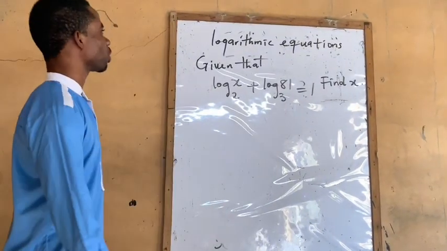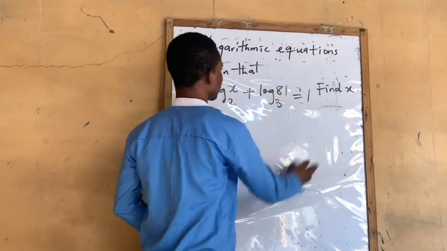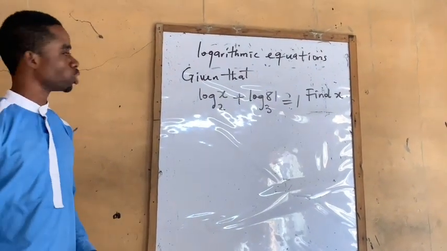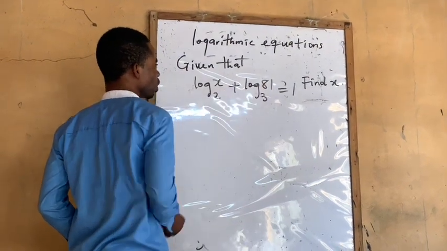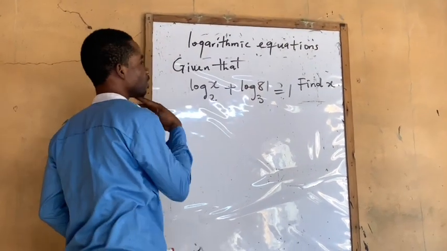Now, these are other logarithm equations. Anytime you see an equals sign like this, it tells you that it's a logarithm equation. How do you solve this? They are of different bases, so don't go and multiply them together. They are of different bases.